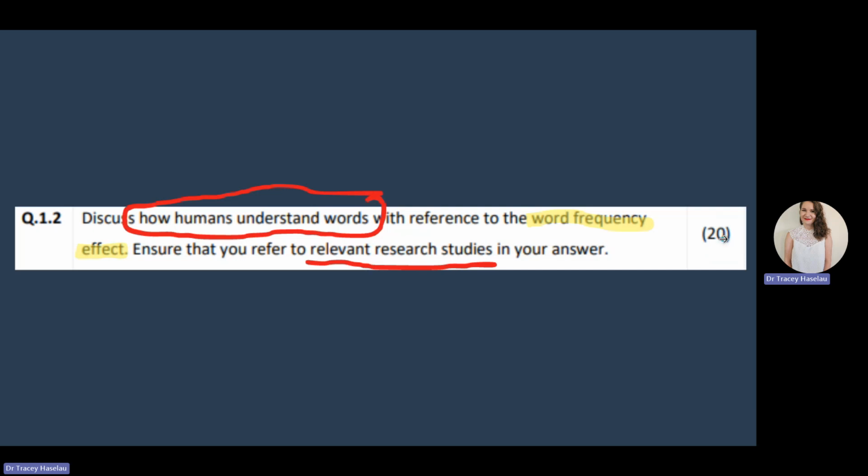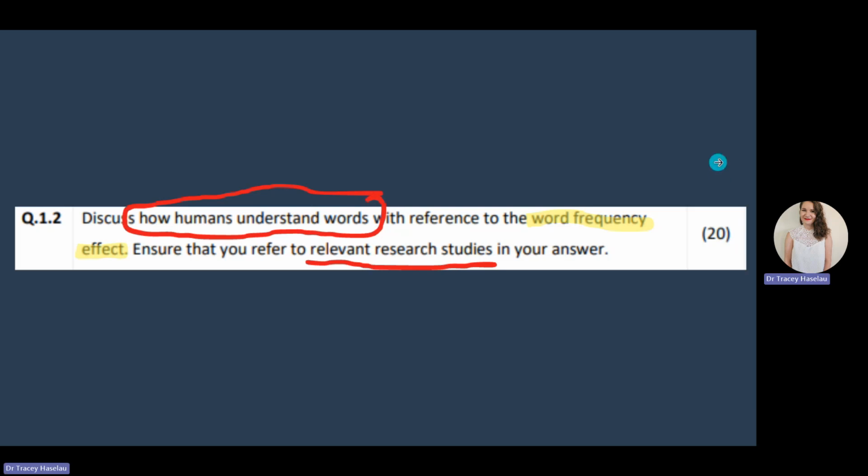Okay, let's look at the next question, 1.2. Again, we have a discuss question. What's our topic here? What is our focal point? How humans understand words. If I'm making a mind map, that's my middle bubble. An offshoot of that is going to be the word frequency effect. There's my nice theory that I can easily summarize in a mind map. Remember, in a discuss question, you need evidence. And luckily, your examiner here has reminded you of that by saying that you must refer to relevant research studies. There's your evidence.